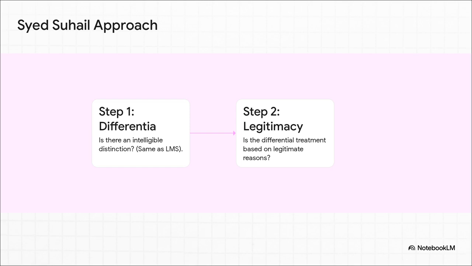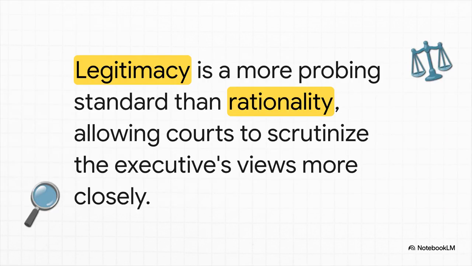Instead of just asking if the reason is rational, it asks a much tougher question. Is the reason legitimate? And that one-word shift from rationality to legitimacy is huge. It's a much more probing standard. This change gives courts the power to look deeper into the government's justification and ask, okay, is this not just logical on some basic level, but is it a genuinely acceptable and fair reason in a constitutional democracy? It really raises the bar.